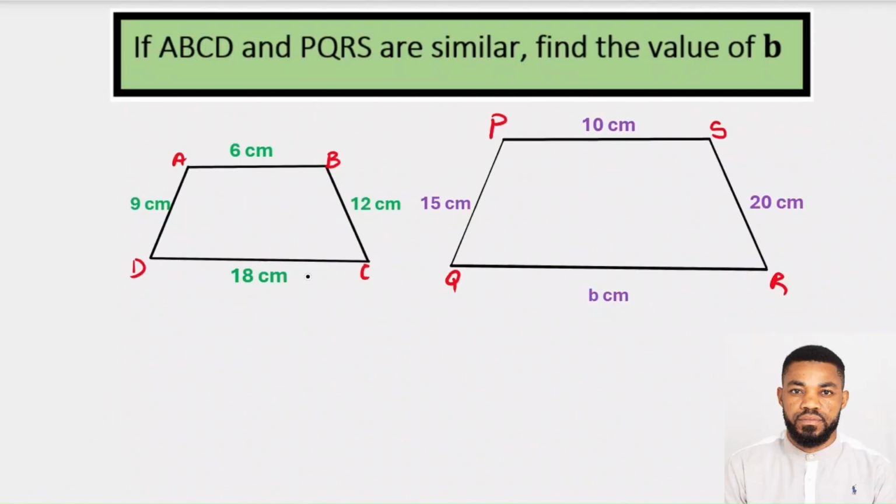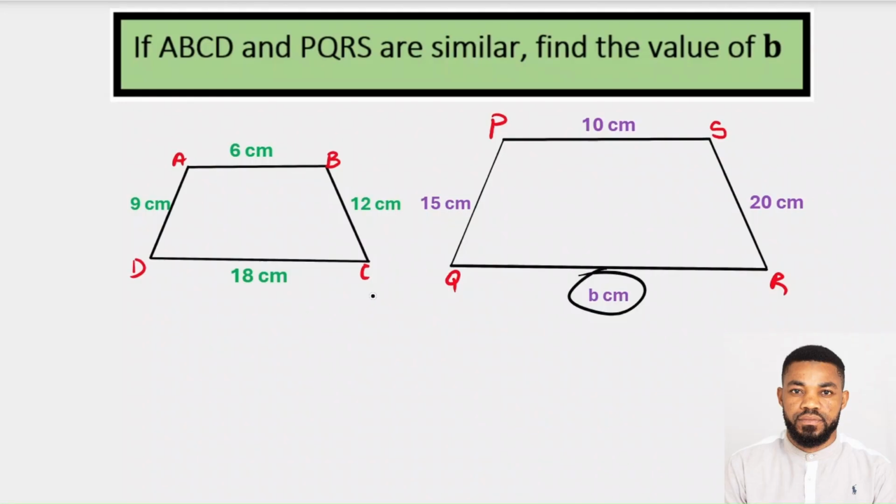So let's get this interesting question. If ABCD, that is this shape, that's a trapezium, and PQRS, this one too, are similar, you have to find the value of B. So that is B. Now how do we get that? So this time around, the shapes have been drawn separately, so we can see the corresponding sides well. So we don't need to redraw the diagrams.